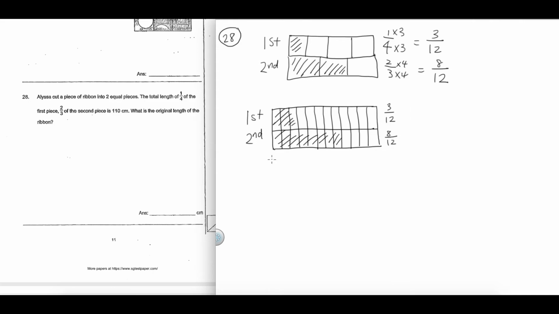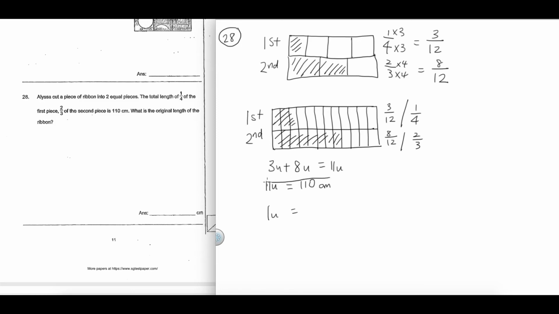So whatever I shaded will be 3 units plus 8 units equals 11 units. Okay, so 11 units equals 110 cm. Alright, because 1/4 of the first, and then this one is all 2/3. Okay, try your best to follow. Models really help. Alright, so let's find 1 unit. They want the original length of the ribbon. The original length of the ribbon is these two combined. So let's find 1 unit together first.